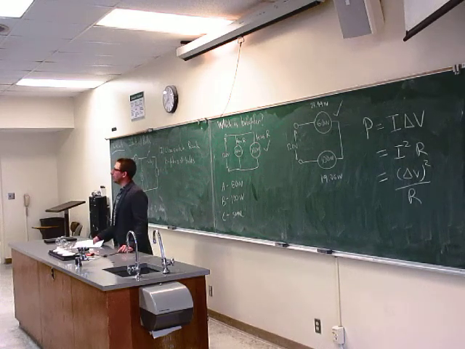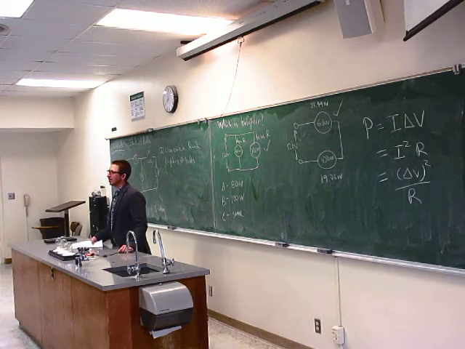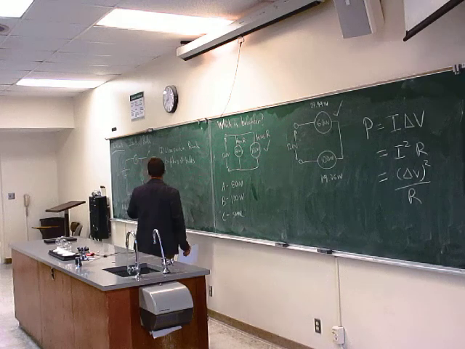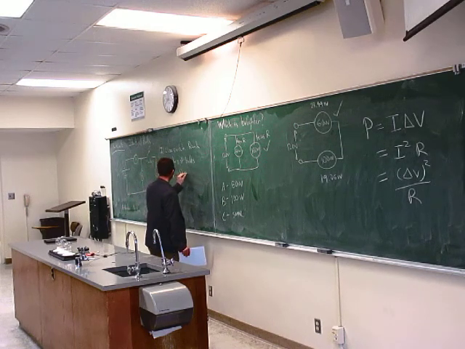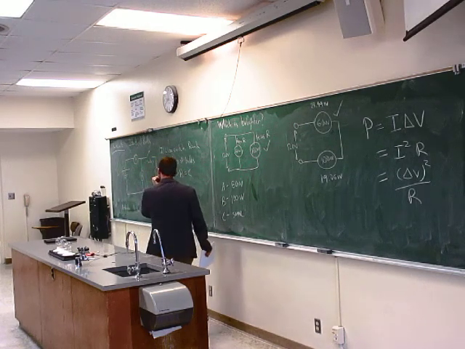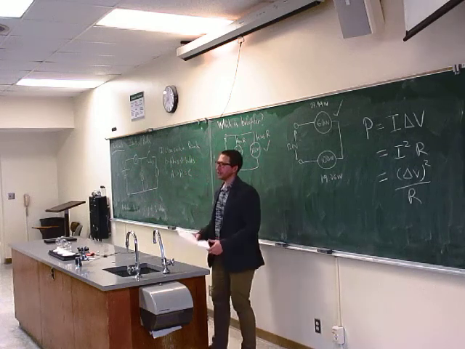All right, which of these bulbs should be the brightest? A is the brightest. And then what's next? Yeah, B and C are equal to each other, right? Why is A the brightest?